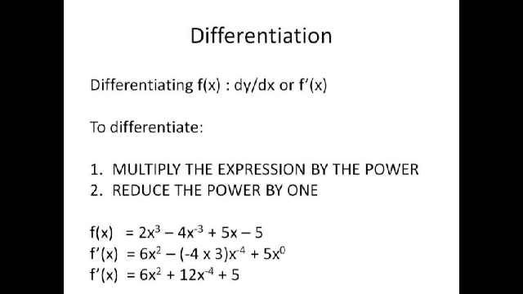So if we're differentiating 2x to the 3 minus 4x to the minus 3 plus 5x minus 5, we know 2x to the 3 goes to 6x to the 2, negative 4x to the negative 3 goes to plus 12x to the negative 4, 5x we know goes to 5 because you just get rid of the x, and then the negative 5 we get rid of altogether.